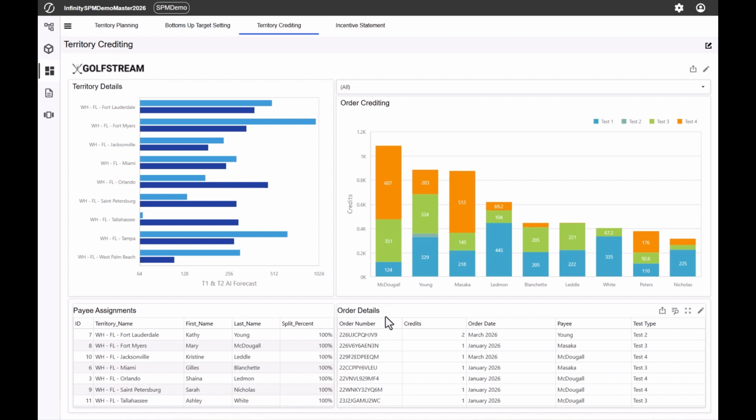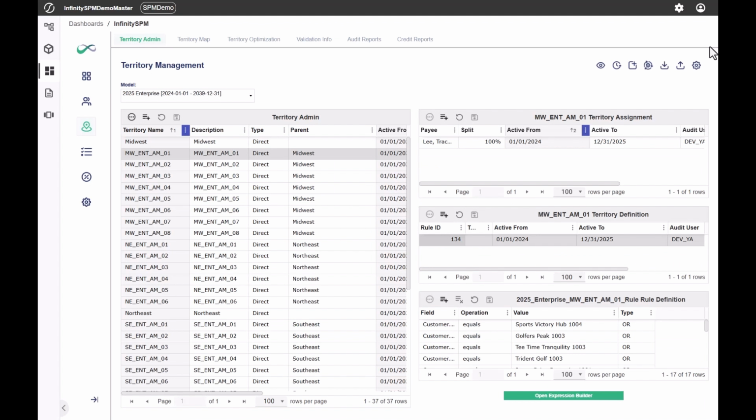Matching those attributes to a payee is work that's already been done. That's exactly what a territory definition is. So by definition, it stores which attributes belong to which territory, and therefore, which payee. So if we go back to our territory models, if you look at this particular territory, this territory has a number of accounts assigned to it. That's the process of doing credit assignment.